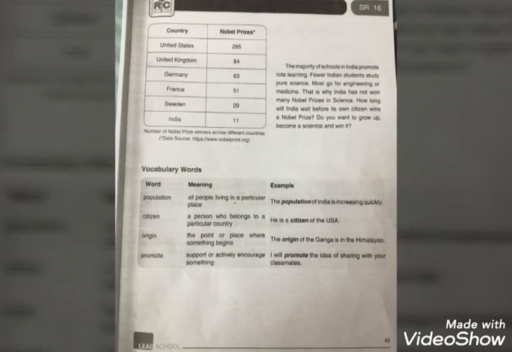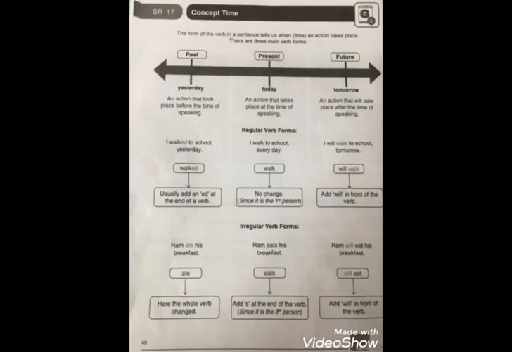Now the vocabulary words: population, citizen, origin and promote, with meaning and example, on page number 45. Now we'll learn the grammar. It's grammar time, page number 46.